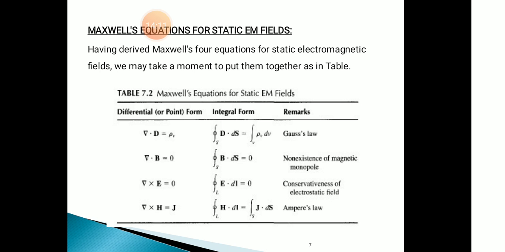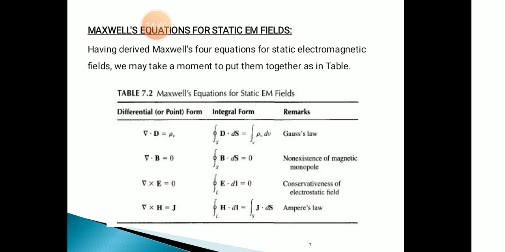The last one is del cross H is equal to J. This is the differential form. The line integral of H dot dl is equal to the surface integral over S of J dot dS. This is Ampere's law. The third one is derived from Faraday's law. The fourth one is derived from Ampere's law. Del cross H is actually equal to Jc plus Jd.